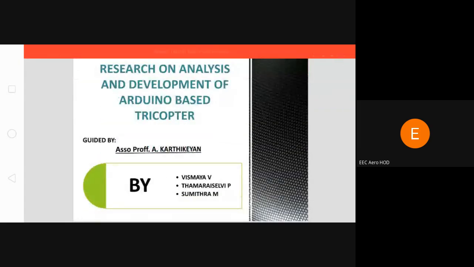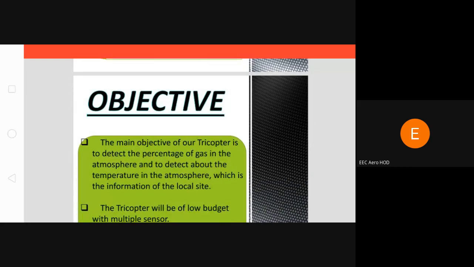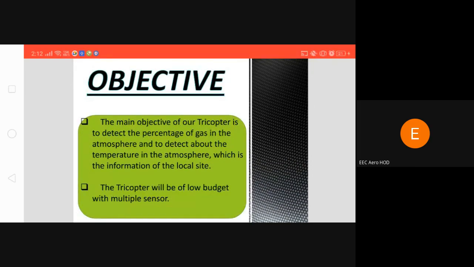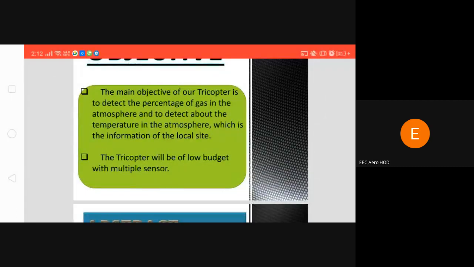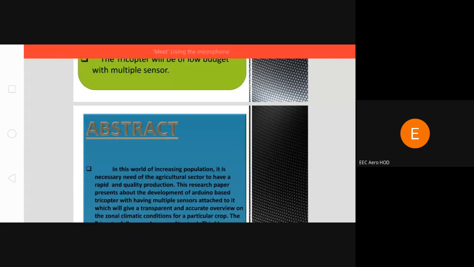Okay, start. Our team is led by Karthikeyan sir, and the objective of our tricopter is to detect the percentage of gas in the atmosphere and to detect the temperature in the atmosphere, which is the information of the local site. So from this objective, it is very clear that this tricopter is useful for agricultural purposes. One of the main advantages of our tricopter is that it will be low budget and it will have multiple sensors. That is, it will not only have a gas sensor but also a temperature sensor.